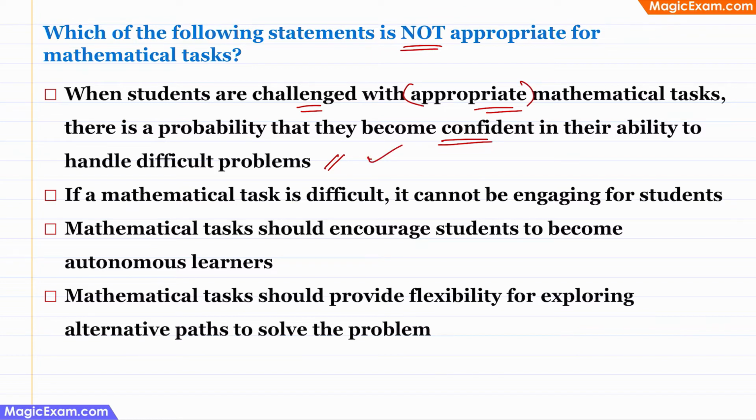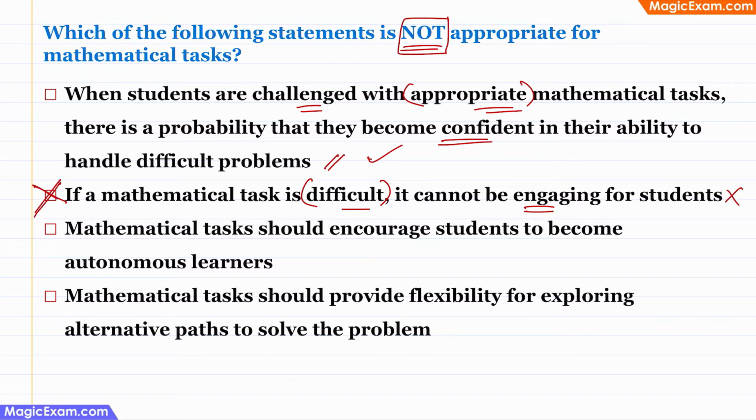Next, if a mathematical task is difficult, it cannot be engaging for the students. No, this is absolutely incorrect. This is incorrect because students like to be challenged. You have to make it interesting. You have to make it challenging. You have to make it a little difficult, because if it is too easy, then children will get bored. Therefore, it cannot be a blanket statement that just because it is difficult, it will not be engaging. Right? Therefore, this is an incorrect statement, and we have to identify which one is not appropriate. So that will be option 2.